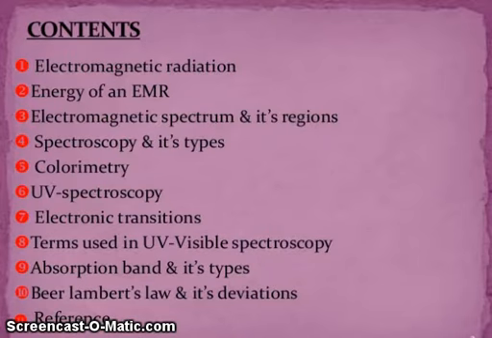Today in this video, I am going to talk about electromagnetic radiations, energy of an EMR, electromagnetic spectrum and its regions, spectroscopy and its types, colorimetry, UV visible spectroscopy, electronic transitions, terms used in UV visible spectroscopy, absorption band and its types, Beer-Lambert's law and its deviations, and last reference. So, all about UV visible spectroscopy.